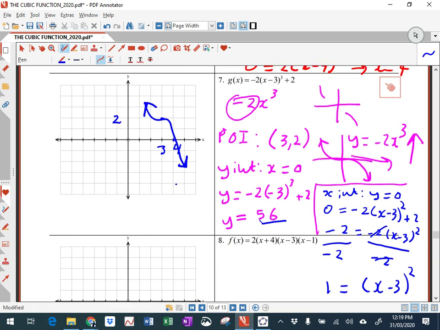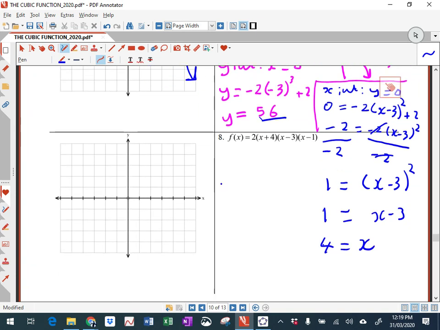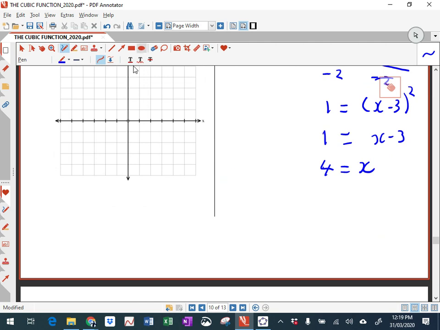There's my function, and I guess technically I should extend that up. Keeps going up there, it keeps going down there. All right, so let's look at the next one. I'm going to rub that out.